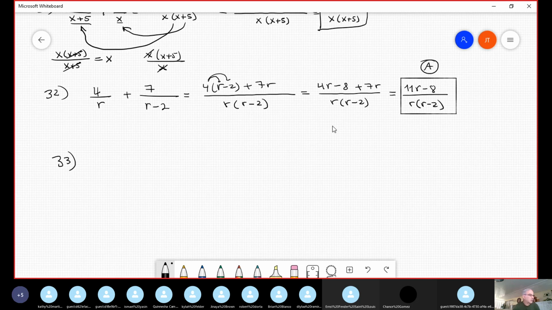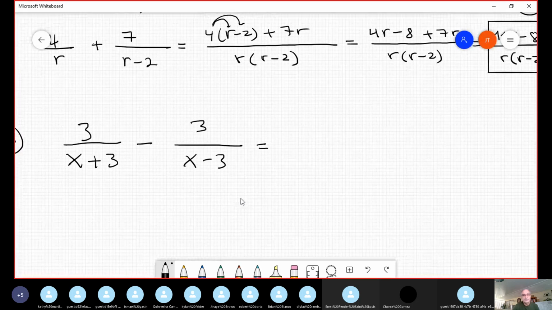Suppose number 33 is 3 over x plus 3 minus 3 over x minus 3. What should I do? Help me. Any help?